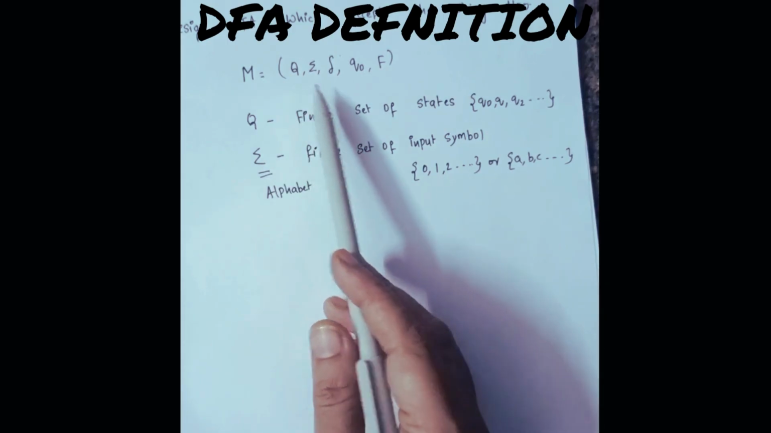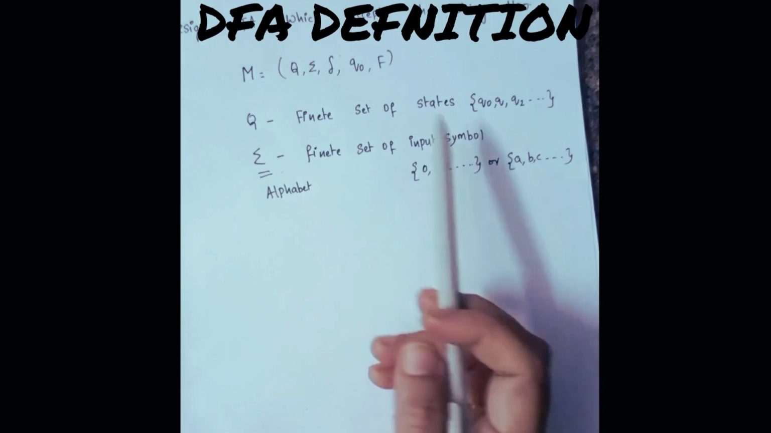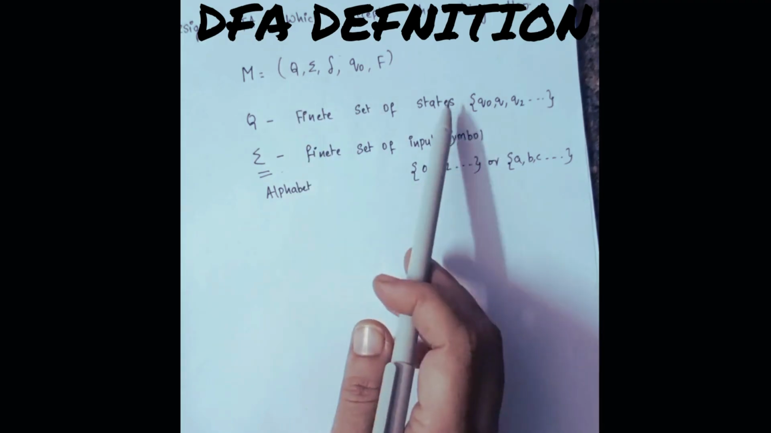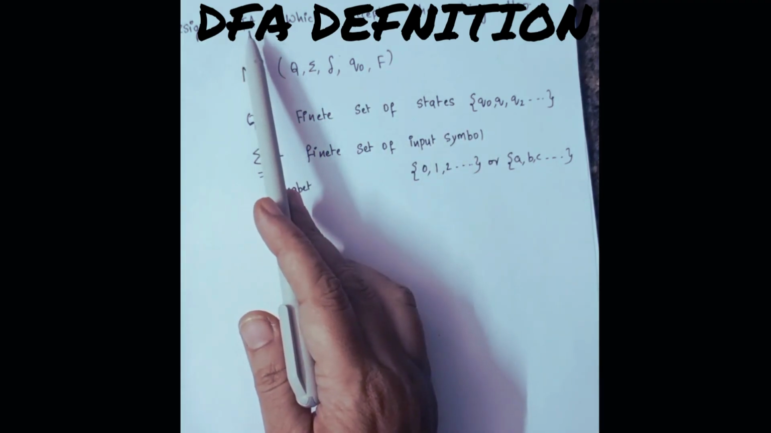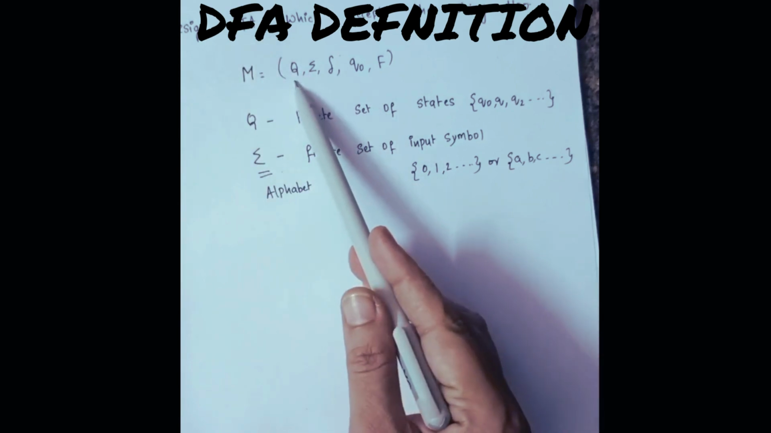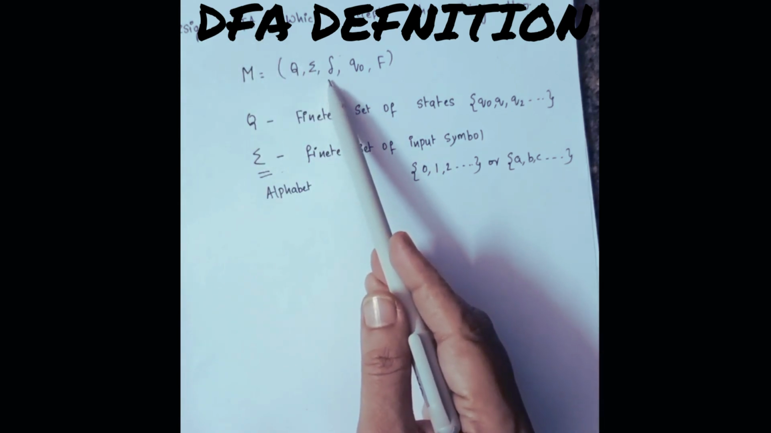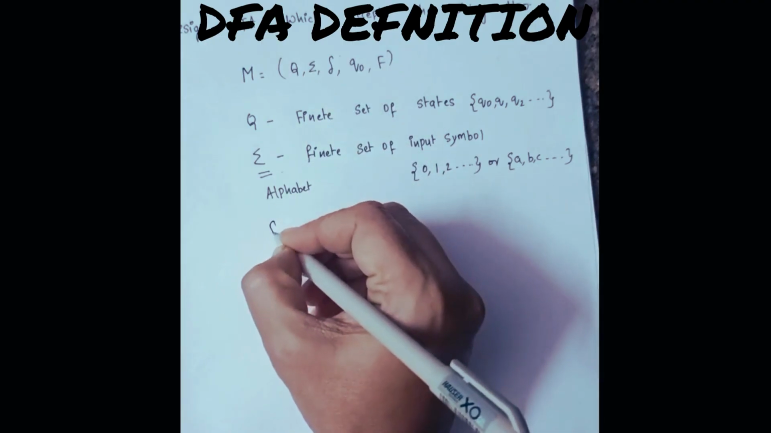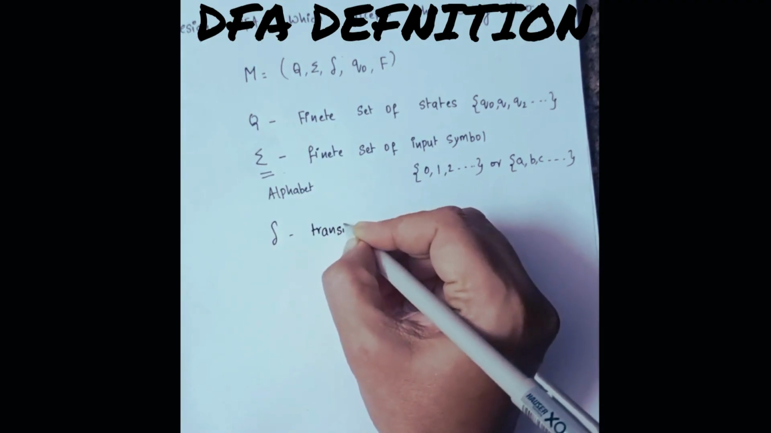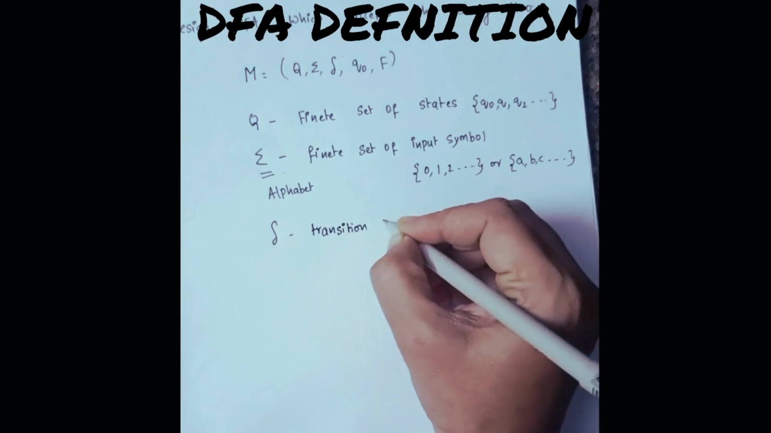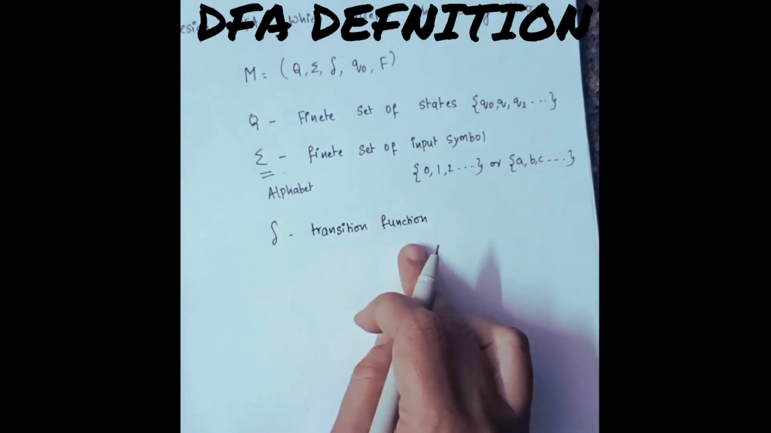So Q is the finite set of states and sigma is the finite set of input symbols. Based on these states and input symbols, we are going to write the finite automata. Now we understood what is Q and what is sigma. What is this? This is delta. Delta represents the transition function.